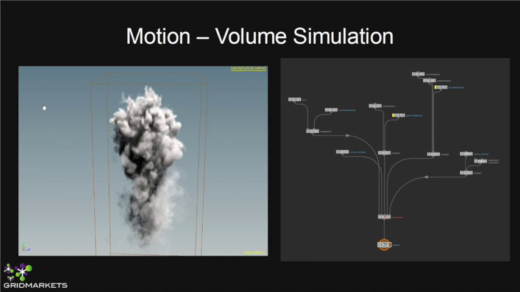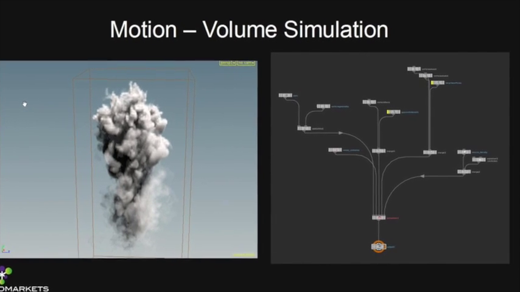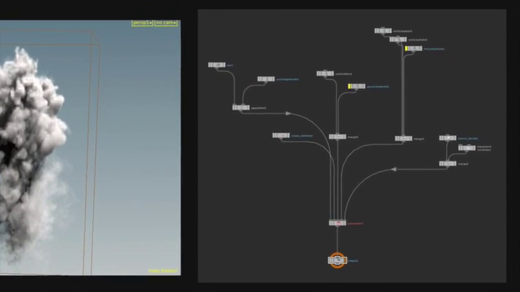Once you have your emission source set up, you can do your overall volume smoke simulation to get your motion set up. And you can see here the picture of the smoke. That was the last render you saw, and there's the dot network on the right you can see. I'll be getting into that.